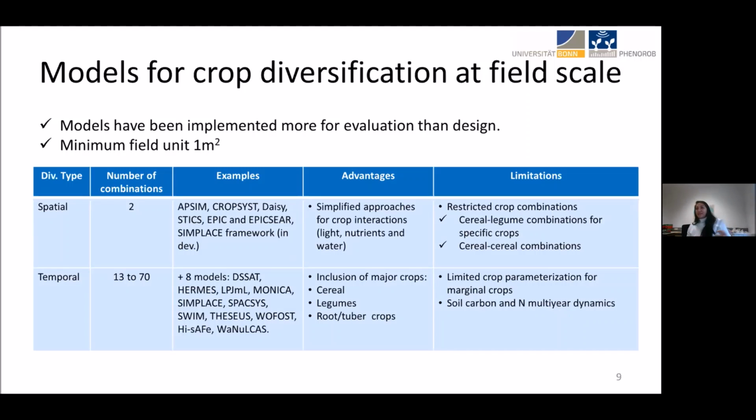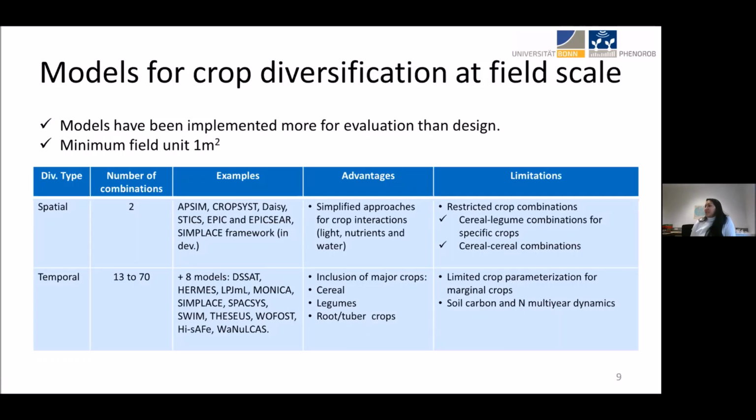And there are different models, more than 8 models that are able to simulate crop rotations. Because, of course, at the beginning, all of these agroecosystem crop models were created to simulate sole crops and not intercropping, for example. Some of the advantages is that they already are well advanced for the simulation of major cereals, legumes, and also root and tuber crops.